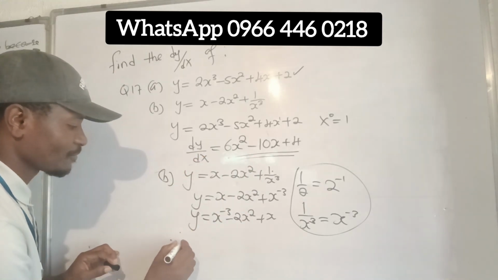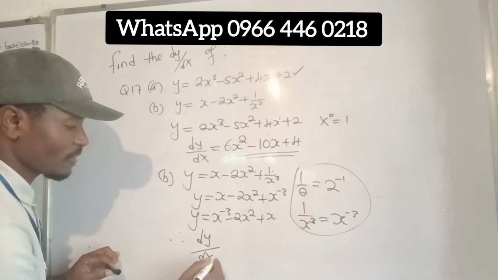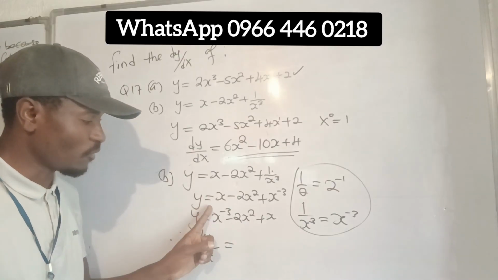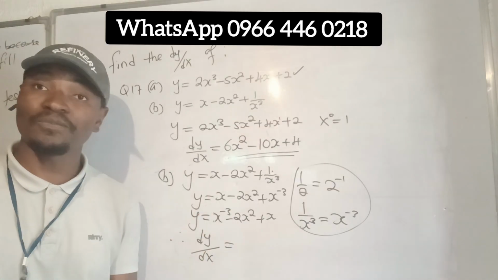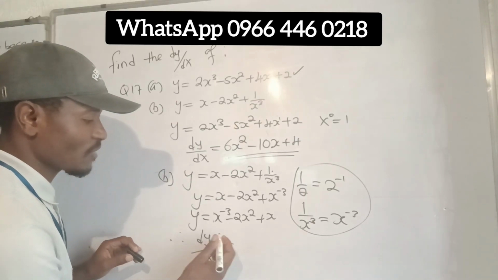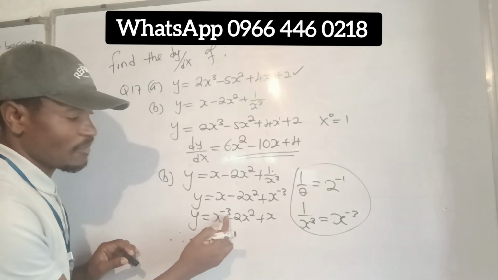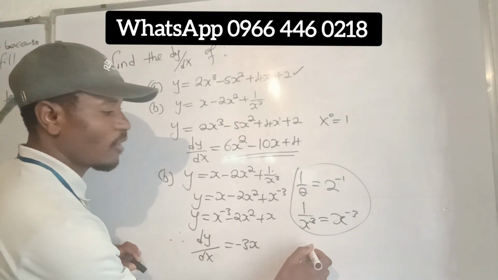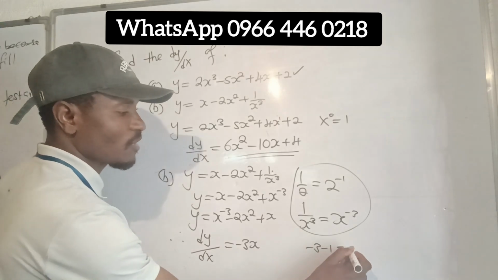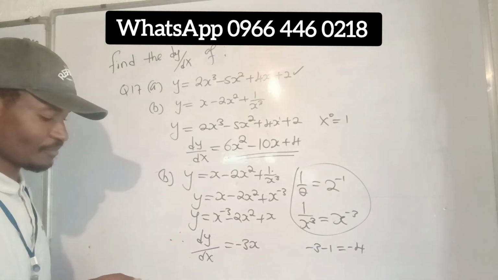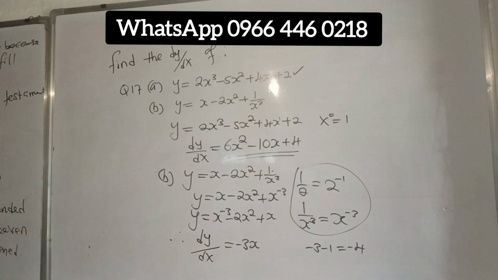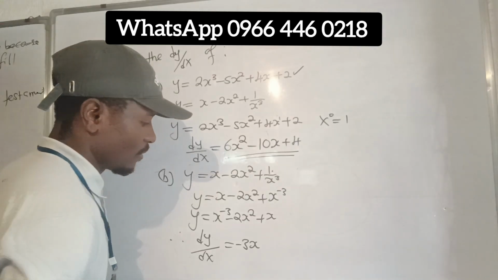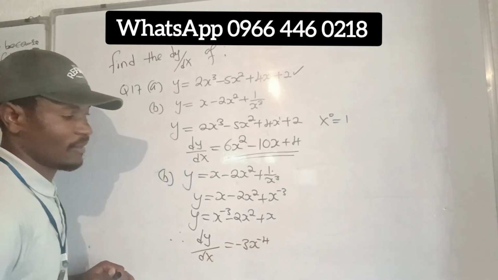And now, therefore, dy over dx is going to be, you know that the power will always multiply with the number before the x, or simply the coefficient. This is going to be 1 times negative 3, just negative 3, then x. Now the power is going to do what? The power will be negative 3 minus 1, which is just negative 4. So that's what the power is going to be, x to the power negative 4.